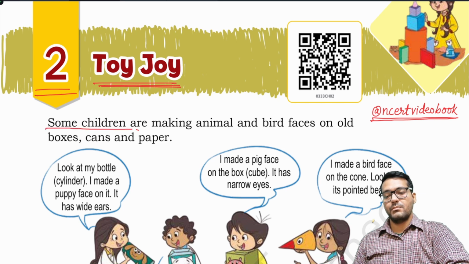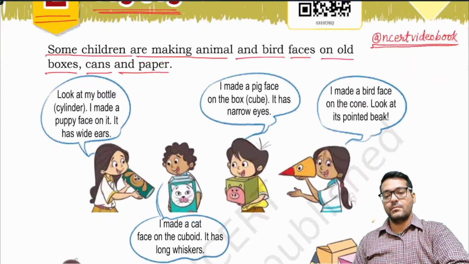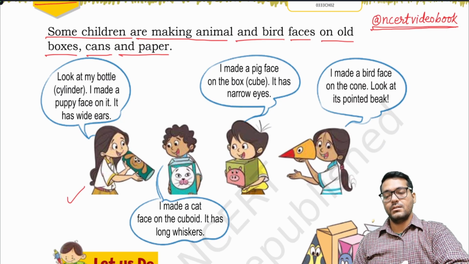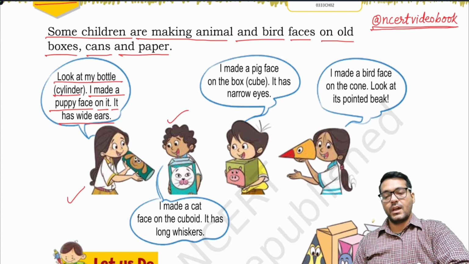Some children are making animal and bird faces on old boxes, cans, and paper. This girl says, "Look at my bottle cylinder. I made a puppy face on it. It has wide ears." This boy says, "I made a cat face on the cuboid. It has long whiskers."